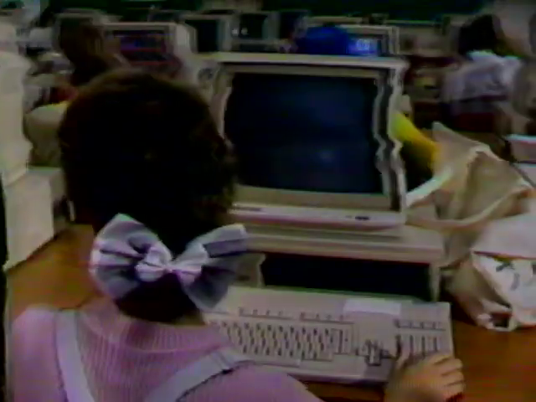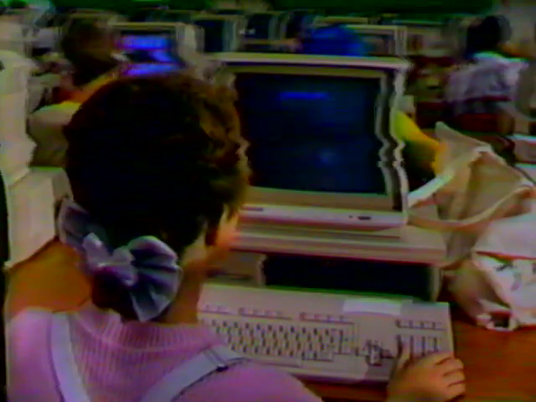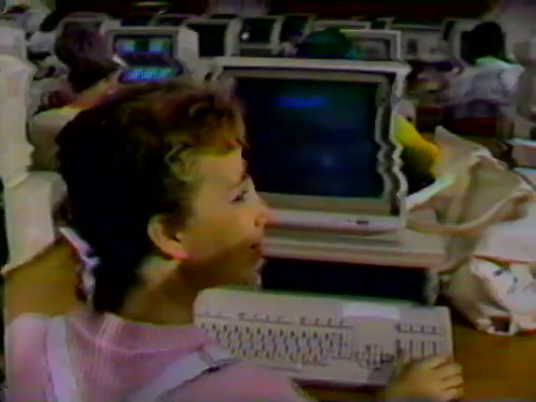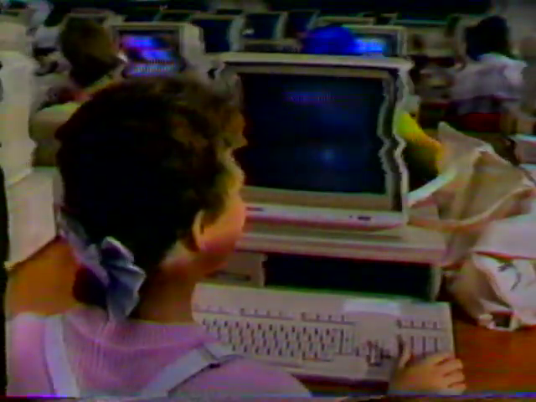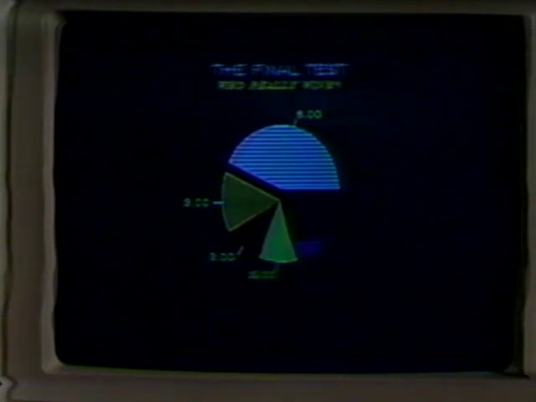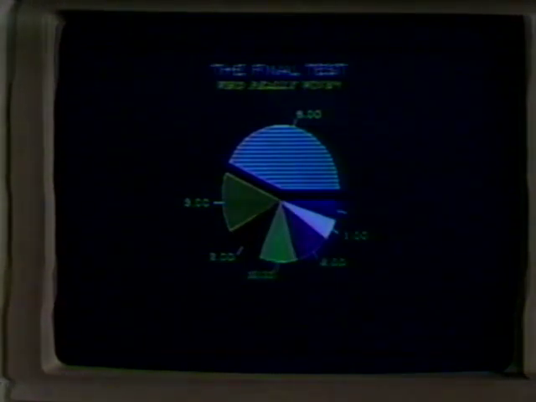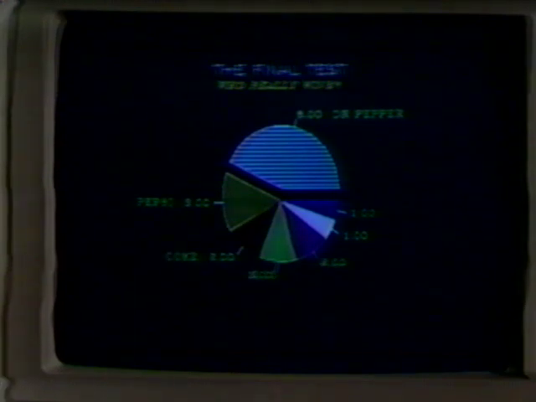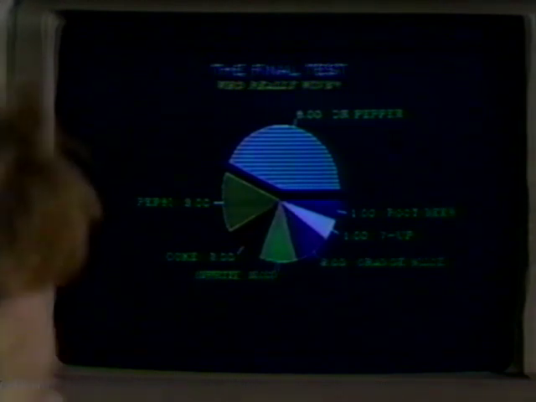That's Mark Wilkinson with his Toyota repair data. This is Loretta Williams. You can't read it too well. It says, who really wins, Coke, Pepsi, or Dr. Pepper? The final test, it says. Dr. Pepper is the most popular among our class. So that data is from our class.